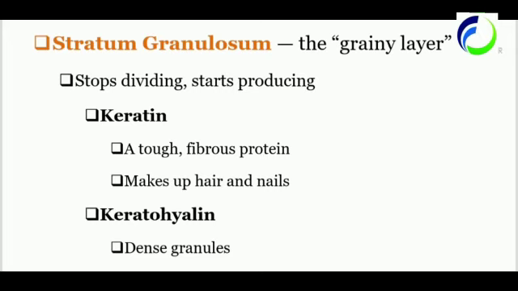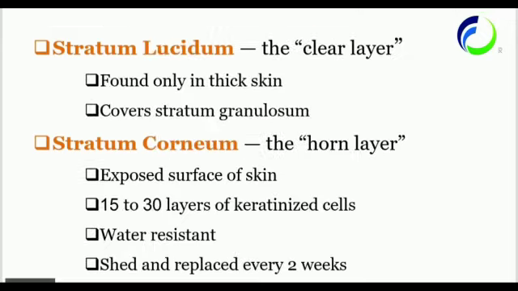Next layer, stratum granulosum. It is also called the grainy layer, and these granulosum cells produce keratin and keratohyalin. These are the two important fibrous proteins. And keratin, you know very well, is a very tough fibrous protein, and this keratin makes up your hairs and nails also. Keratohyalin are dense granules, and it has cross-linked keratin fibers also.